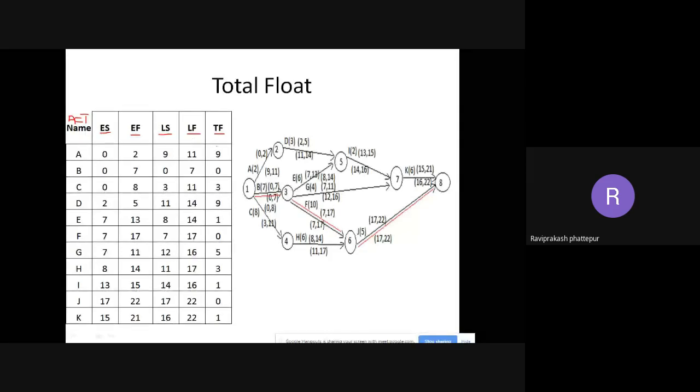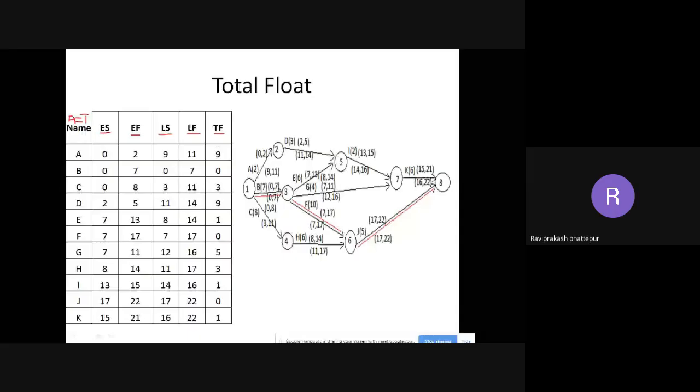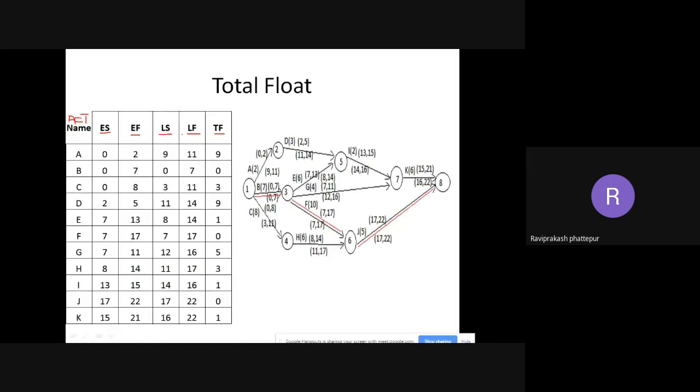Many times they may ask you for the total float directly, or they can give you ES, EF, LS, and LF and ask you to find these. Everything is the same. To find even the total float, we need to find these things. I have put the critical path diagram here next to this, so I'll tell you how to write.